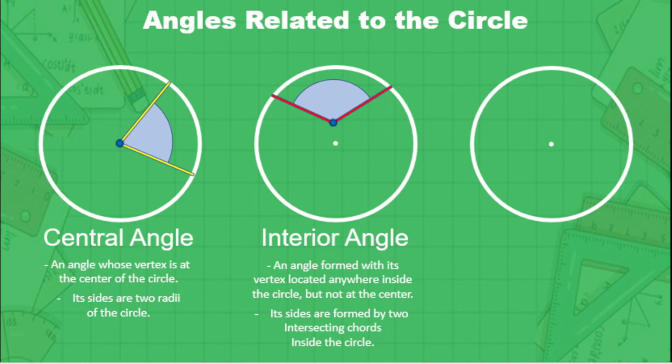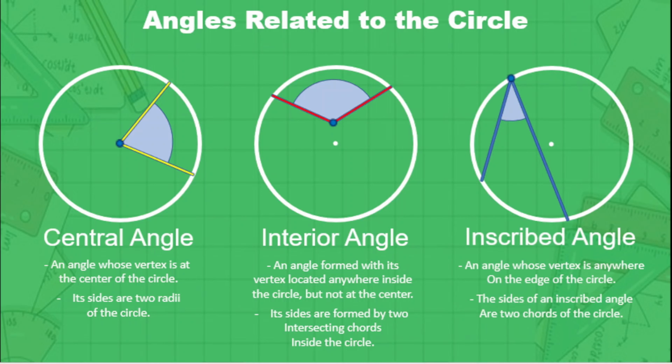If an angle is drawn such that the vertex is located anywhere on the edge of the circle, it is called an inscribed angle. The sides of an inscribed angle are 2 chords of the circle. I hope you see the differences among these angles. All you need to take note of is the location of each vertex, and then you're good to go.